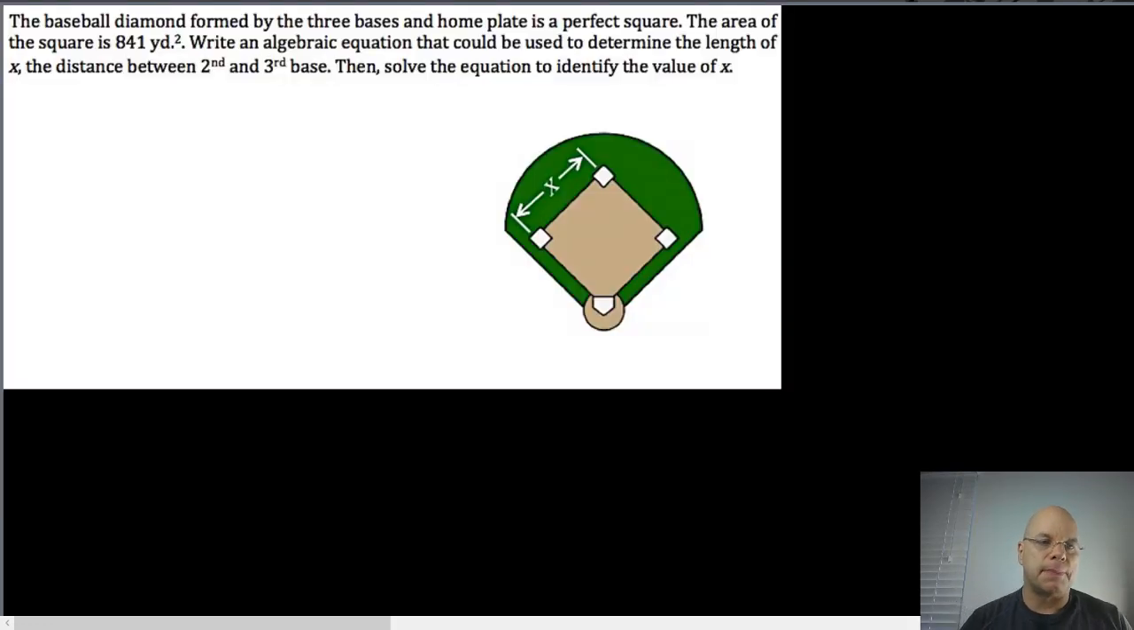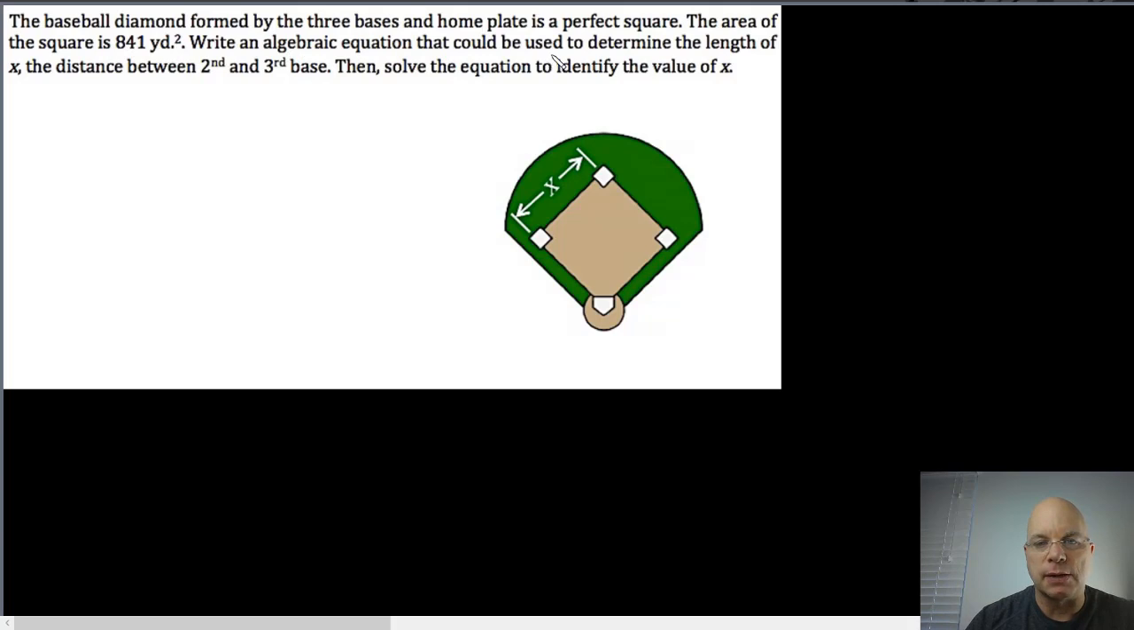The last problem on page 1: the baseball diamond formed by the 3 bases and home plate is a perfect square. The area of the square is 841 yards squared. That may be close to the real area, but I probably took some liberty with that number to make sure it was a perfect square. The area of the square is 841 square yards.